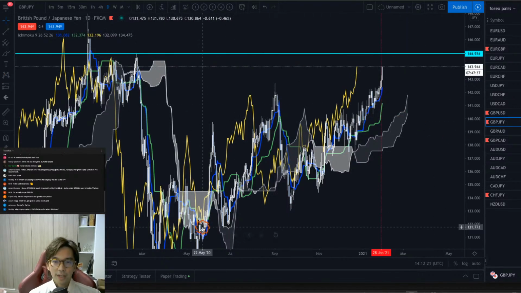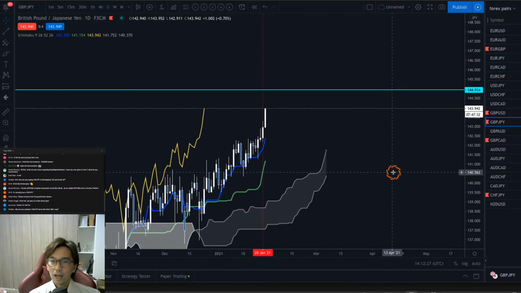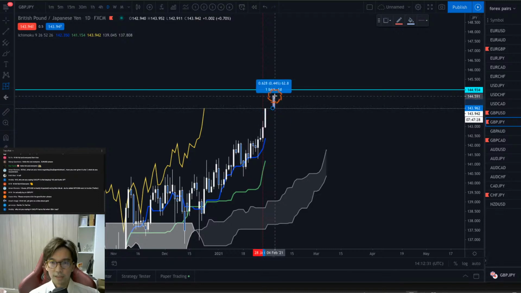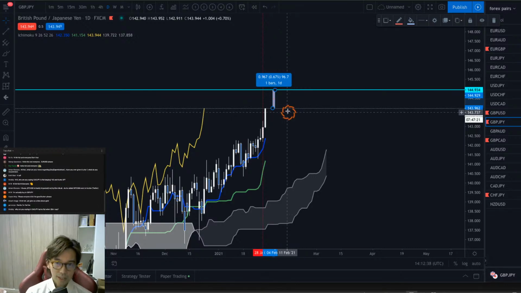So yeah, I think we still have like 100 pips above for the potential target. Yeah, about 96 or about 100 pips above will be the initial target on the daily chart.